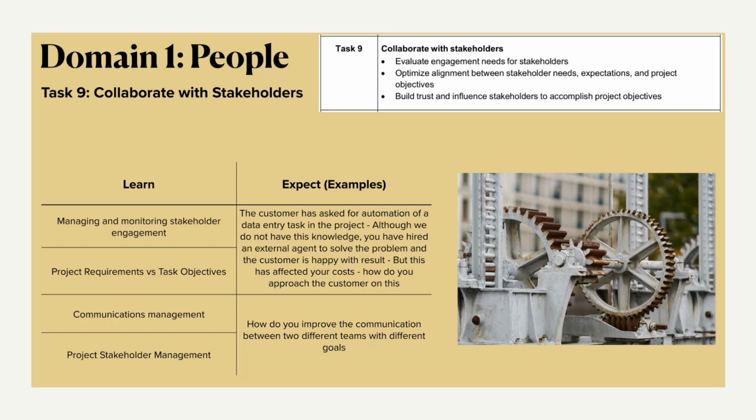So even if the project is so small and you are the only person working on it, you still have to collaborate with either the customers or maybe even the vendors. So a designer has to collaborate with the testing team to understand the correctness of a design, and a production engineer has to collaborate with the quality engineer to understand the effectiveness of his manufacturing process. So many examples can be given. So as a project management task, what we have to do, let's read it from PMI. In this task, we have to evaluate the engagement needs for the stakeholders. We have to optimize the alignment between the stakeholder needs, expectations, and the project objectives. We have to build trust and influence the stakeholders to accomplish the project objectives.